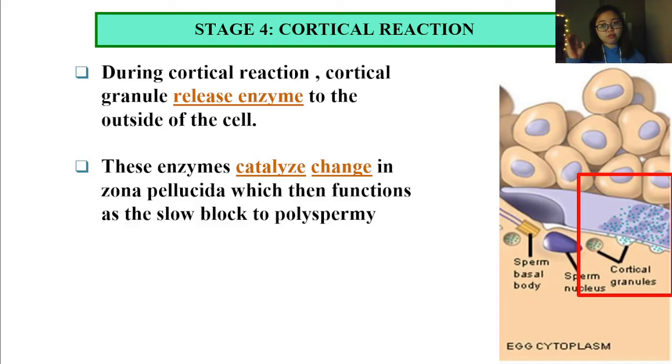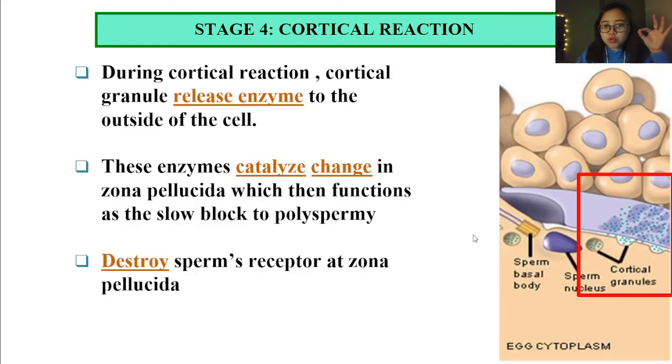So earlier I talked about the fast block, this is the slow block. It is slower, but its function is the same, to prevent too many sperm from entering the ovum. That is what polyspermy is. Polyspermy is when you have too much sperm going into the same ovum.